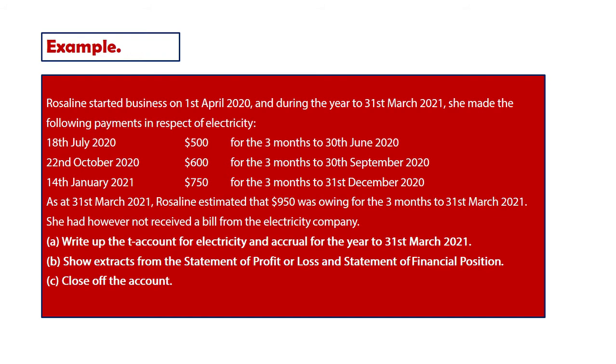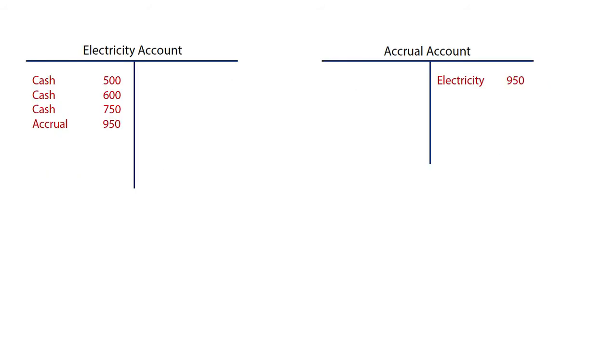So we are required to write up the T account for the electricity and accrual for the year end 31st March 2021. We are supposed to show an extract from the statement of profit or loss and statement of financial position. And we are also required to close off the account. Let's go and solve this question.